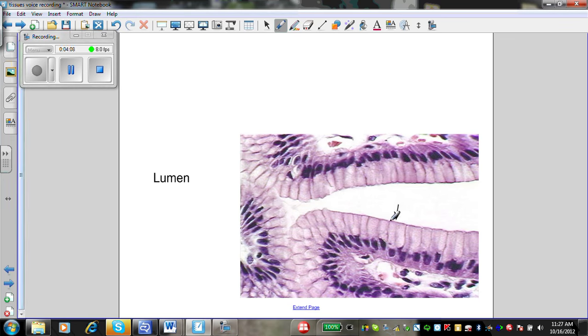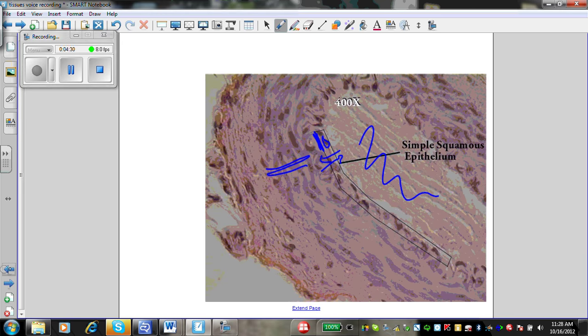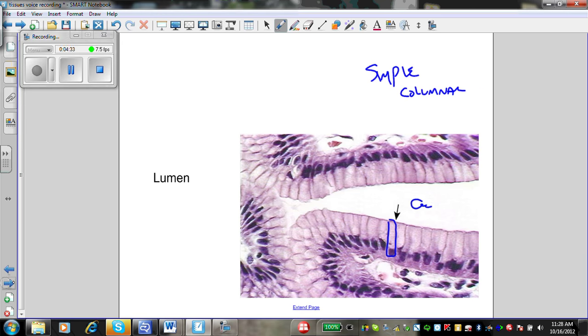The next one, we're looking at columns of cells here. We can see that lumen again, so we have this open pocket, and these cells are only one layer, so this is simple columnar. You can see they have much more of a defined shape than squamous, which is much flatter, much more of a defined rectangular shape. And notice that the nuclei are all around the same plane. We don't see nuclei up high and then down low. They're all about in the same plane.